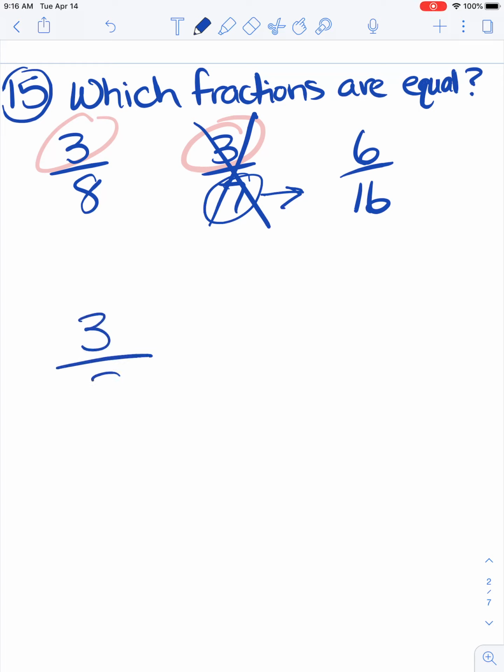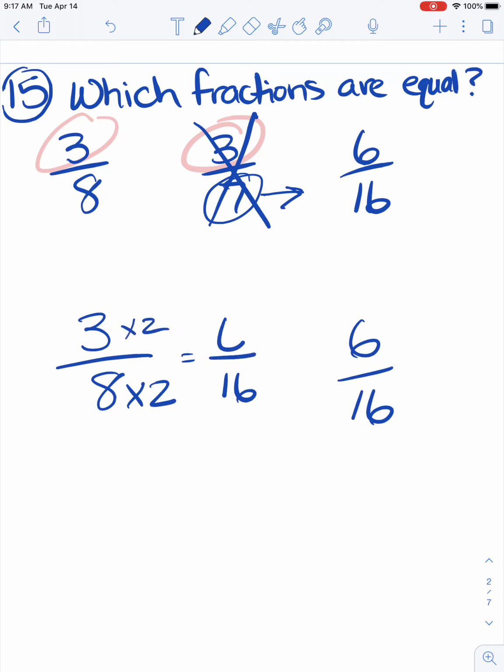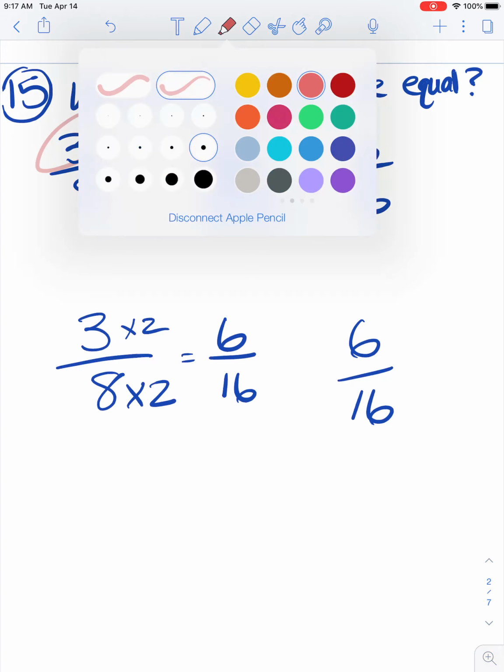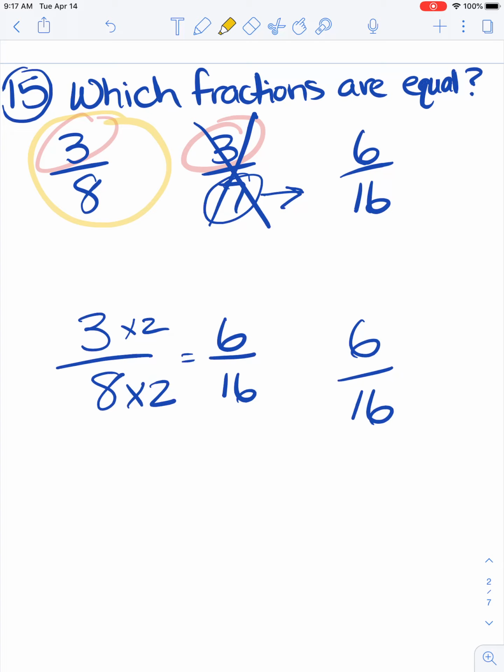Well, let's try to make 3/8 into 6/16. Well, let's think about it. How can I remember when we manipulate fractions, we either have to multiply or divide depending if we're going up or down. So we're getting bigger, so we're going to multiply. Well, I know that 8 times 2 is 16. Whatever I do to the bottom, I do to the top. 3 times 2 is 6. So 3/8 is equal to 6/16.